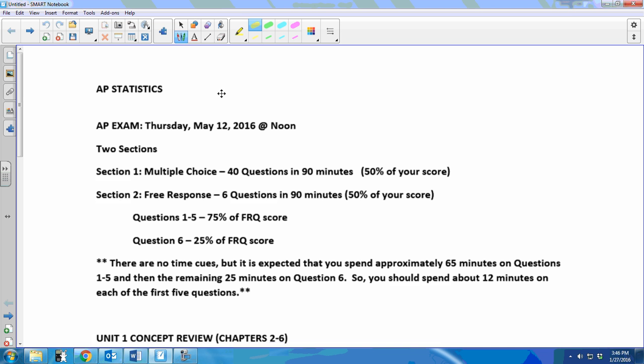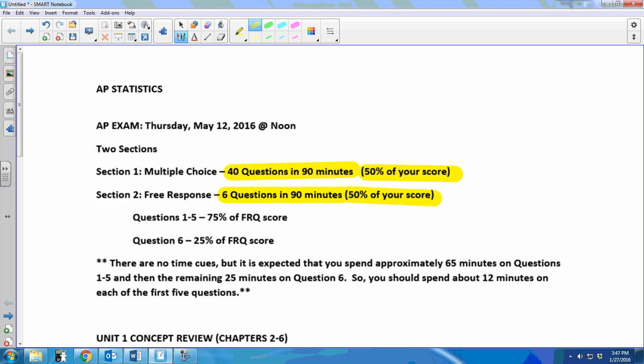So you have section 1, which you take first. You'll have the multiple choice. There's 40 questions in 90 minutes. So start time, you get the 40 questions, you go through them, you can use your calculator, do the best you can. That's 50% of your total AP score. Section 2 is the free response, and there's 6 questions in 90 minutes. Again, 50% of your score.